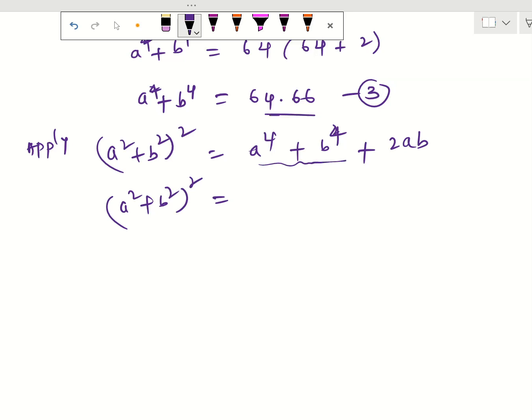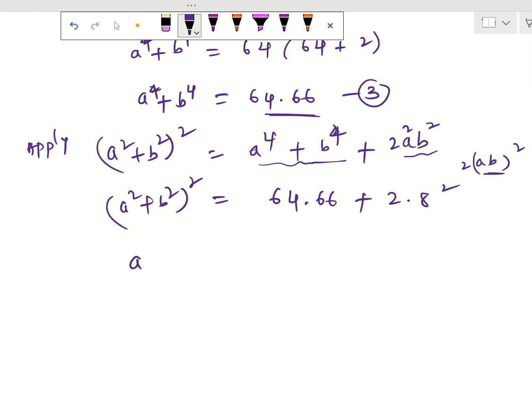Then it will be 64 into 66 plus 2 into the ab value, and here the square is needed. I forgot the square, because the a value is square and the b value is square. Therefore we can write this as a into b whole square, as we have previously written. The ab value is 8, so it will be 8 square.